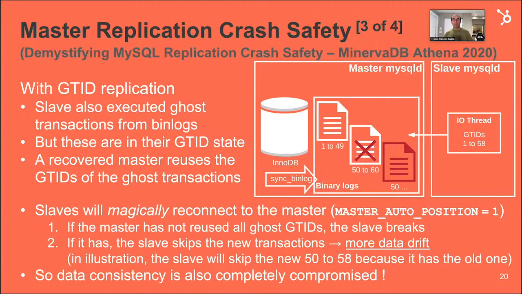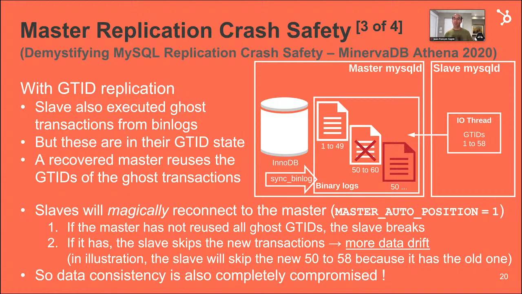With GTID, in this example, I'm using GTIDs 50 to 60 that are lost after a crash. So the binary logs matching GTIDs 50 to 60 are lost after a crash. The master starts and only sees up to 49 in its GTID set. So it starts creating a transaction in a new binary log with GTID 50, 51. And so I have the old 50 and the new 50.